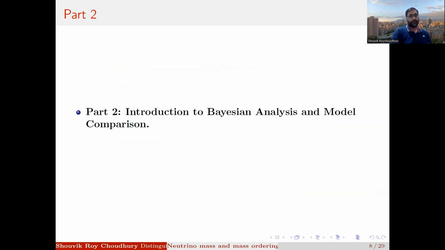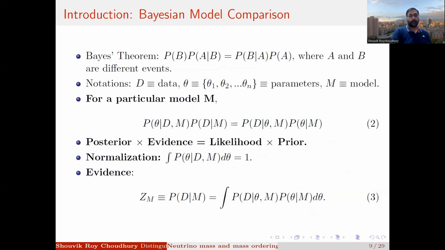Now, I'll introduce Bayesian analysis and model comparison in the context of data sets. We usually use Bayes' theorem, where A and B are different events. We can use data for A and theta, the parameterization for a particular model M, as B, and then we can write Bayes' theorem as posterior multiplied by evidence equals likelihood multiplied by prior. The posterior is the posterior distribution that we get given the likelihood, which is usually supplied by the experimental collaborations, and the prior belief of the distribution of parameters that the analyst assumes.